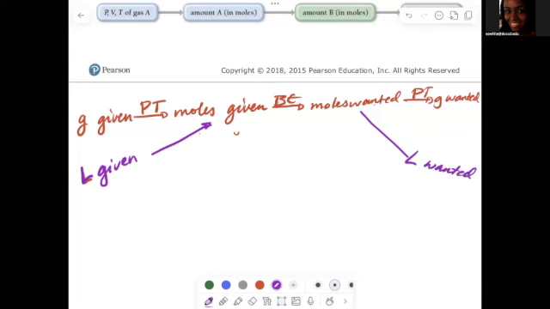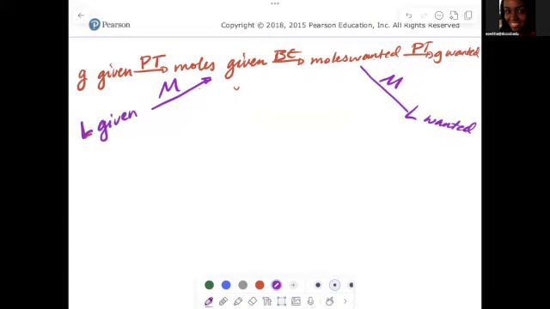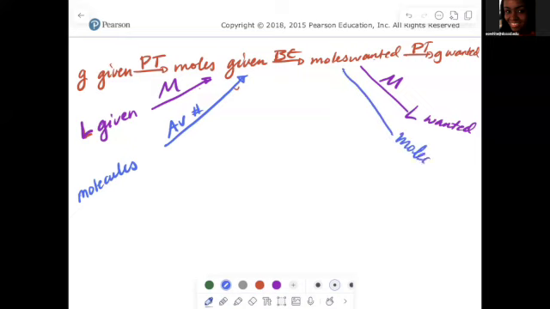So we know the conversion here is molarity. And then we also did molecules. Let me do a different color for that one. Molecules given to moles given, that would be Avogadro's number. And then from here to here, also molecules wanted. Also Avogadro's number. Okay.